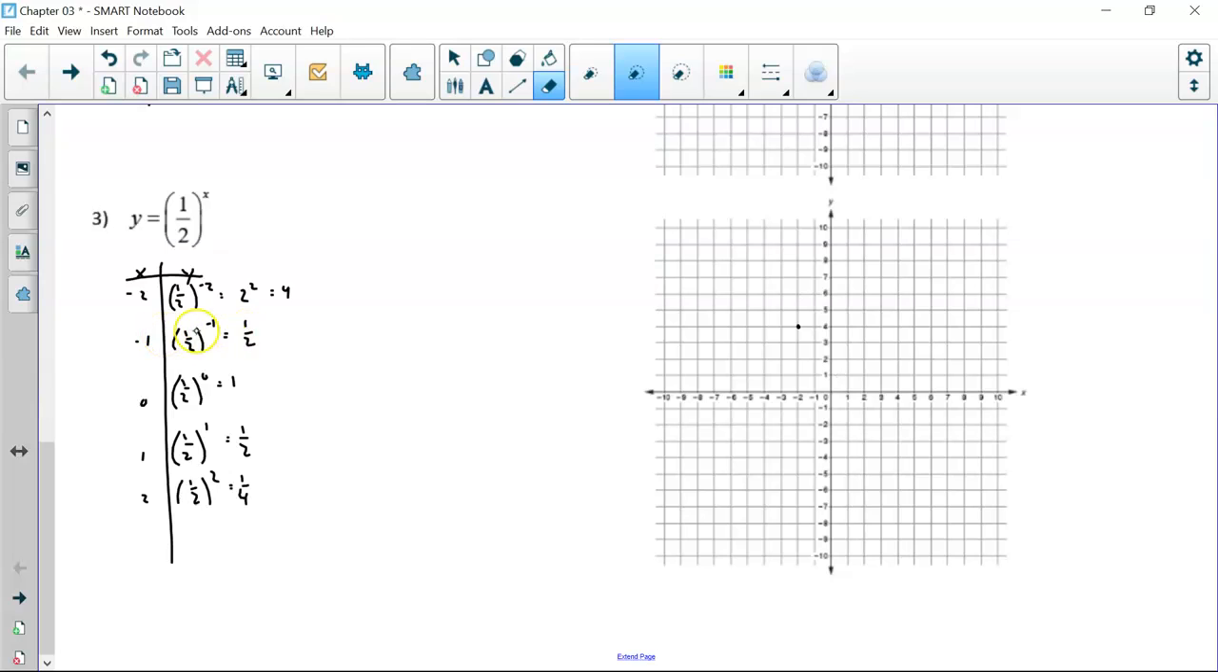I'm sorry, I made a mistake. 1/2 to the negative first, that's 2. So we have 4, 2, 1, 1/2, 1/4. So we still have that horizontal asymptote, except now it's falling from left to right.